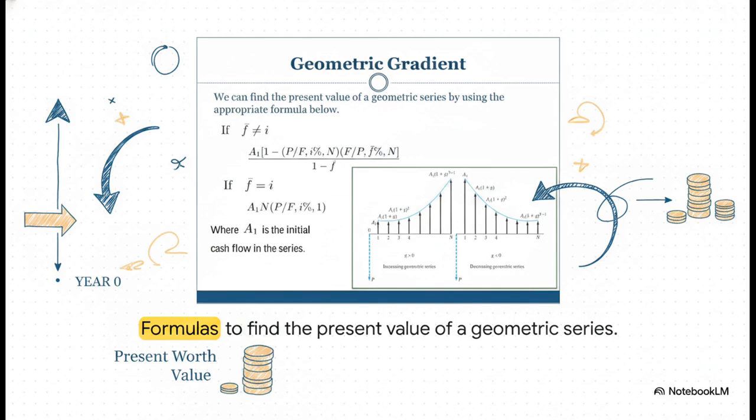The math depends entirely on whether your growth rate, represented by that little f with a bar over it, is equal to or different from your interest rate i. Now don't let the algebra freak you out. These formulas simply take that compounding, curving growth we just looked at and efficiently pull all of that future money backward to a single, solid present worth value at year 0.